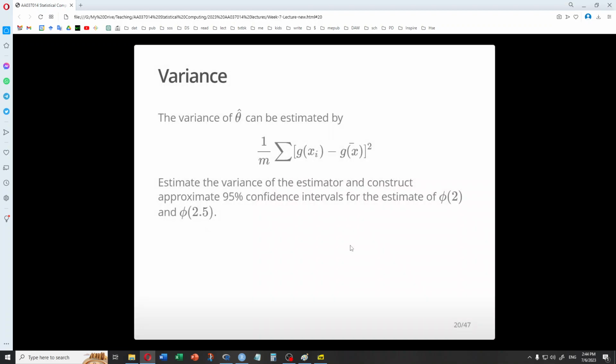Okay, and now we want to talk about the variance. The variance of theta hat can be estimated by the g of x divided by the mean of g of x squared, and then divide by the number of replications m here. Okay, so this is a standard variance formula. So here what we want to do is estimate the variance of the estimator.